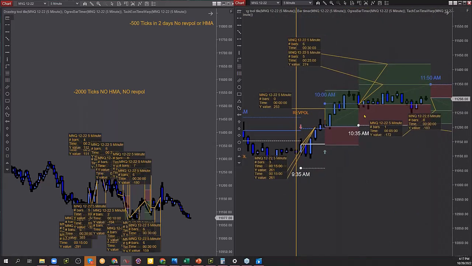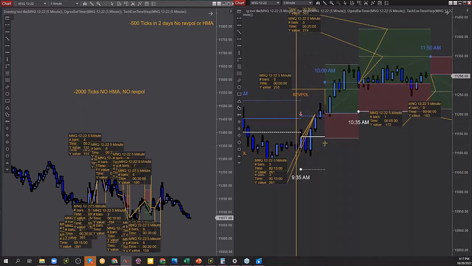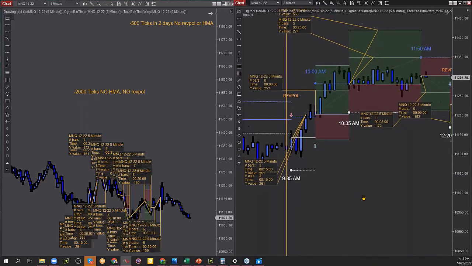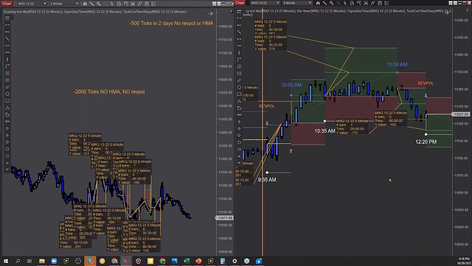Look how much faster the candle's moving here at 10:35 or 10 o'clock. This is a reverse polarity. Here, it didn't print it. I don't know if that's a bug with my computer or NinjaTrader or the software, but maybe we'll just go ahead and back test the day. I'll show you what's going on with that.